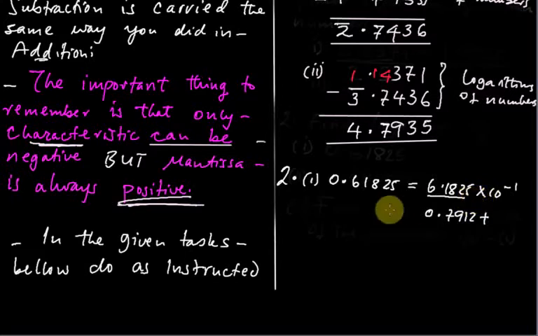So log of 6.1825 times 10 power negative 1 is the same as this, plus bar 1, because the characteristic is negative 1. So the answer here you get is bar 1 point 7912.